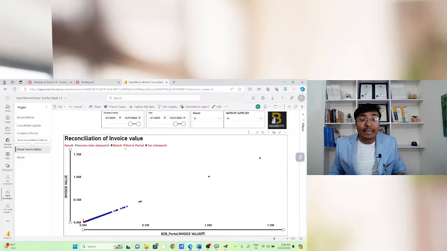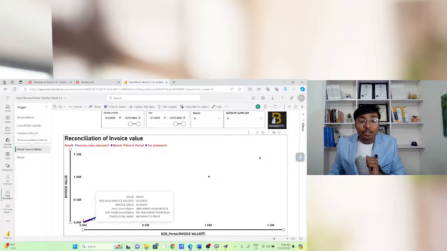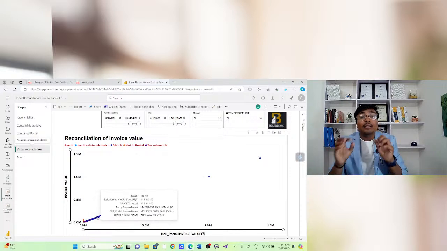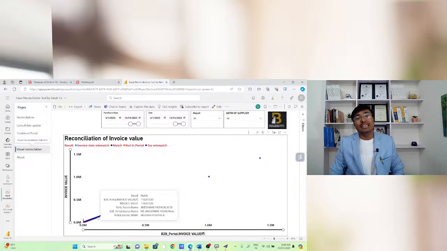If there is any red entry, in that case this input will not be available in the GSTR 2B. Suppose a red icon is there, so you can easily see that this Akshay Polypack is not available, there is a tax mismatch. So all these things are there on this particular dot, so that you can easily analyze the basic situation, the internal control of that particular business entity.